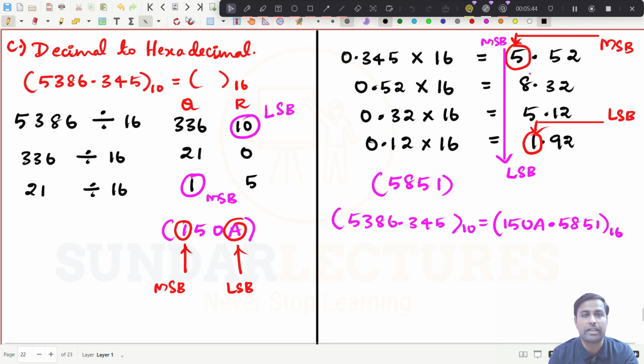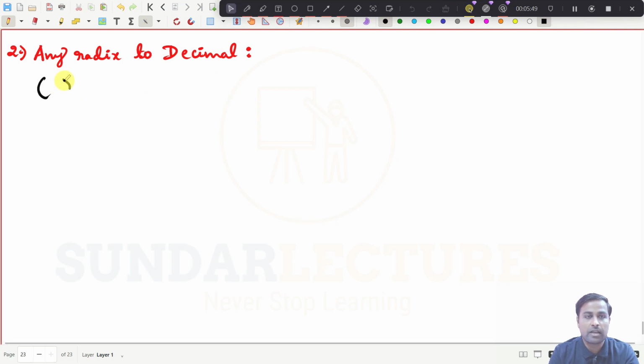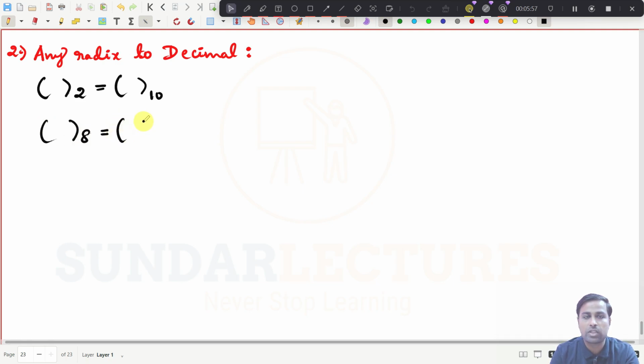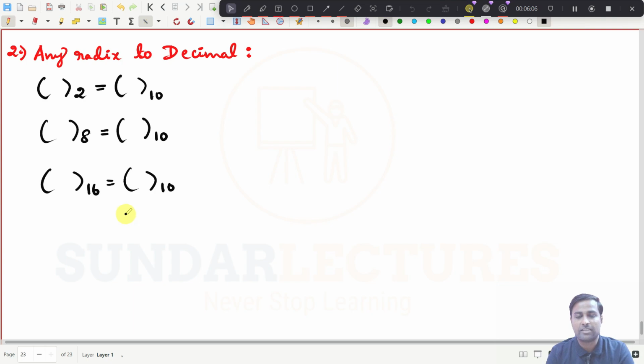Everything has been completed. Now this one, any radix to decimal, which means the base of 2 has to be converted into equivalent decimal value, and then the base of 8 should be converted into the equivalent decimal value, and then base of 16, that means hexadecimal, the value has to be converted into equivalent decimal value. This is the procedure, and this procedure we have already seen.